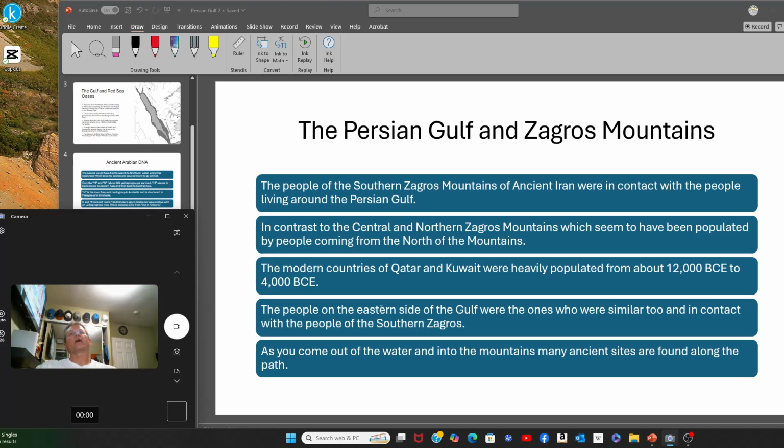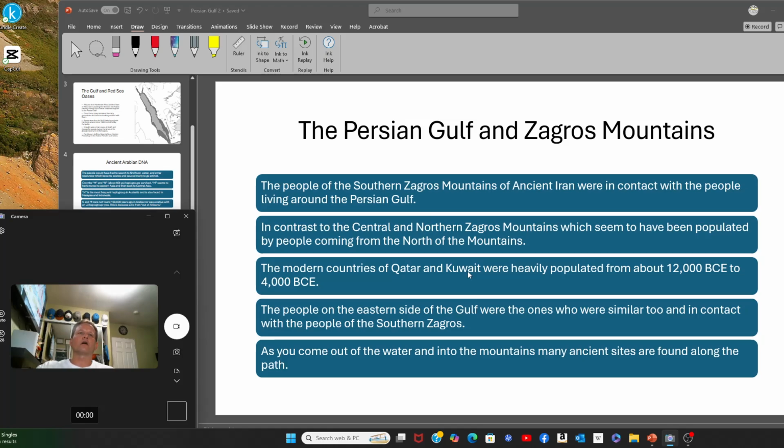The Persian Gulf and the Zagros Mountains. The people of the southern Zagros Mountains of ancient Iran were in contact with the people living around the Persian Gulf. In contrast to the central and northern Zagros Mountains, which seem to have been populated by people coming from the north of the mountains. The modern countries of Qatar and Kuwait were heavily populated from about 12,000 BCE to 4,000 BCE. And the people of the eastern side of the Gulf were the ones who were similar to and in contact with the people of the southern Zagros.